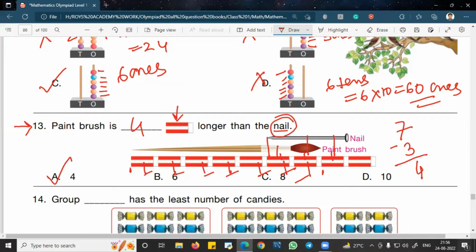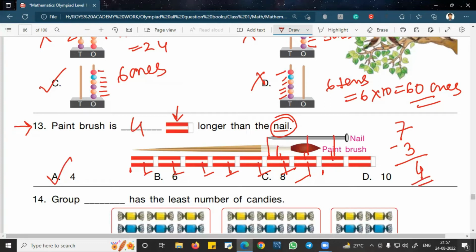So that's why we have to count how many erasers there are and compare with how many erasers are required for the measurement of the nail. If we subtract these two results, we can easily find how many erasers longer it is. Okay, so 4 will be the right answer. So option A is the right answer.